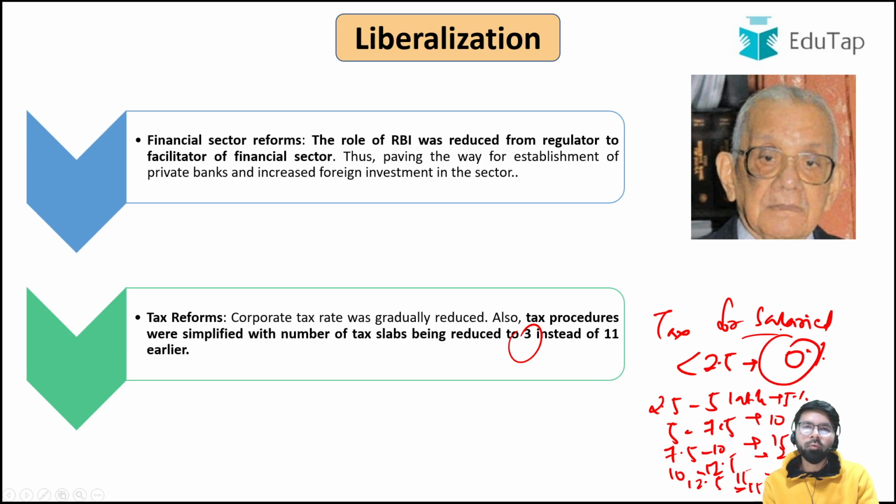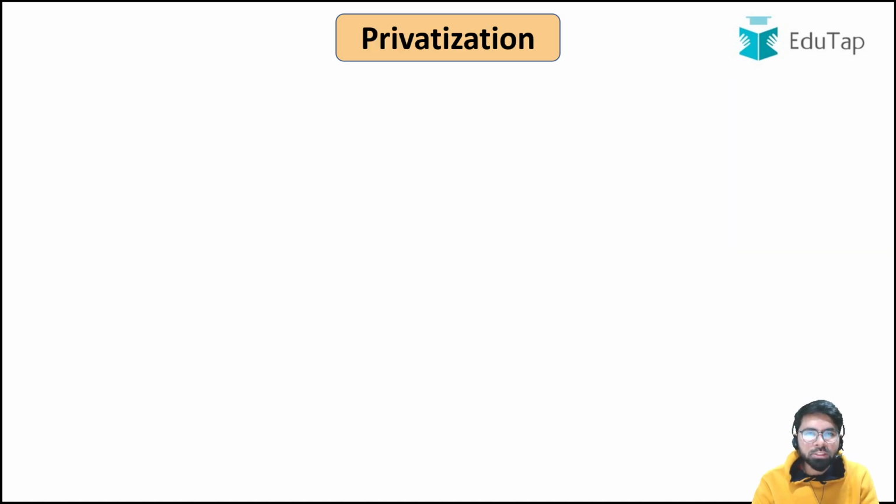For the rest of the people, for older age income people and for other people, the tax slabs are 3. I just wanted to introduce you to this concept so that you get a fair idea of what exactly these tax slabs are. So these were the major reforms that have been introduced as a part of liberalization reforms. Now let us look at the next one, which is privatization.